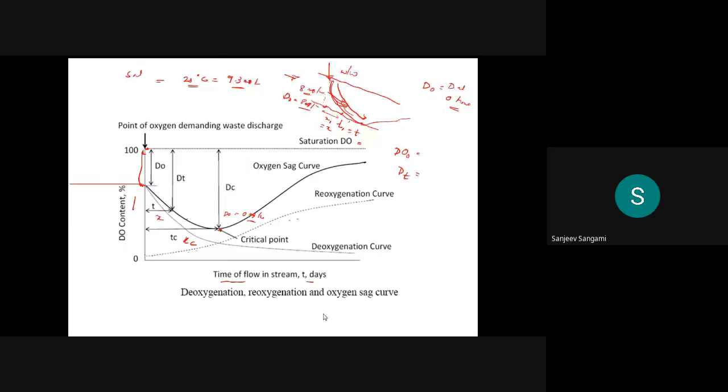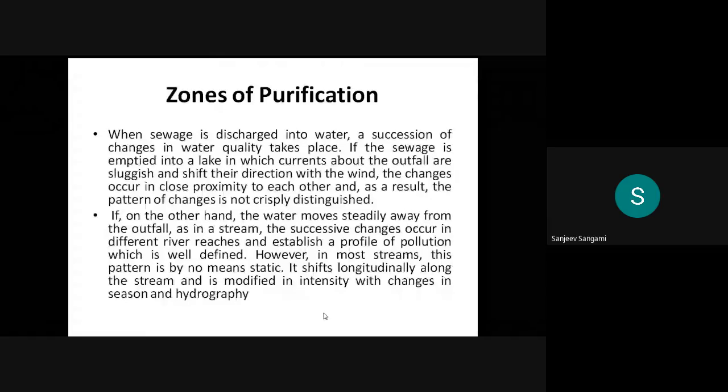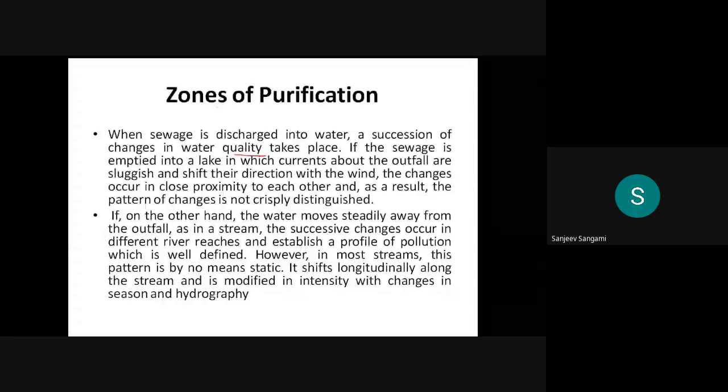So then in that we are going to classify some of the zones. That is the zone of purification. First one, when the sewage or the industrial wastewater is discharged into the river, a succession of changes in the water quality is going to take place, that we already discussed. Either it is a sewage or an industrial wastewater, we can take this as the sewage or the wastewater.